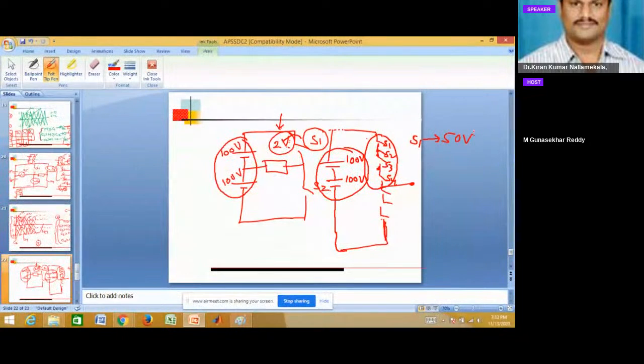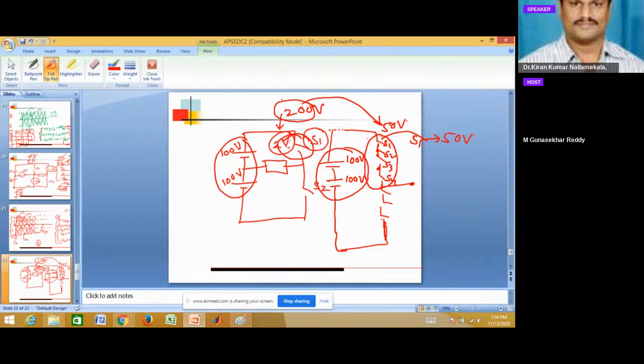In other words, here if you want to place a single switch, you need a 200 volts rating switch. Here, for the same application, you need only a 50 volts rating switch. The cost of the 50 volts rating switch is significantly less compared to the cost of a 200 volts switch. We are discussing this 250 volts only as an example.